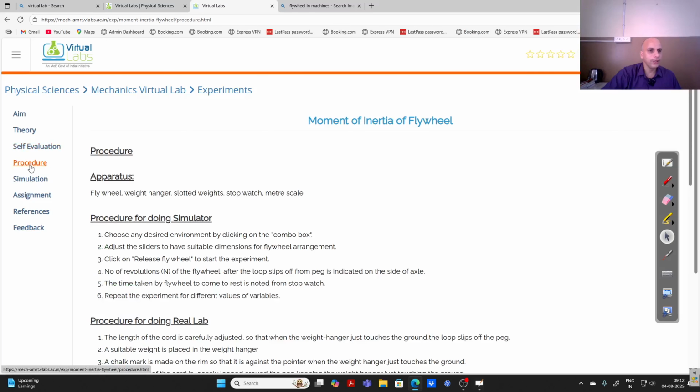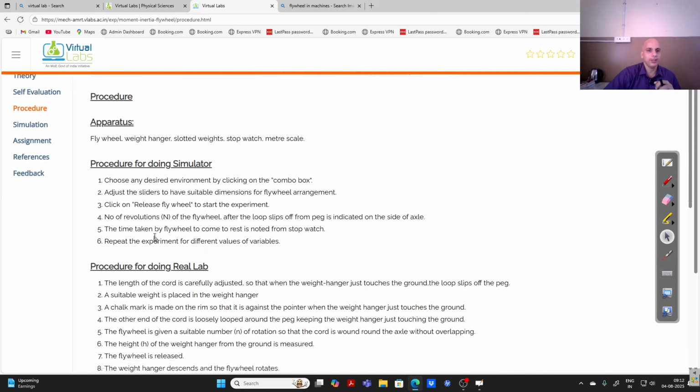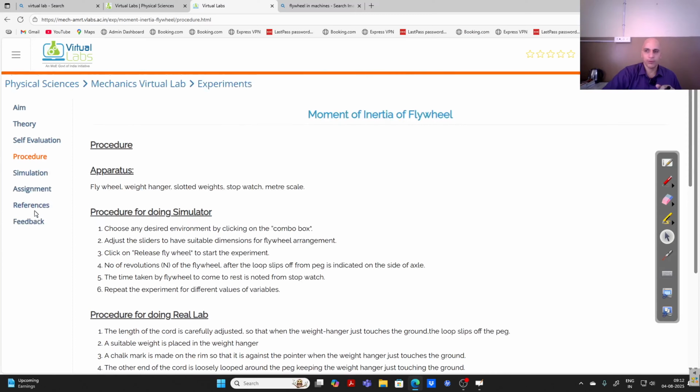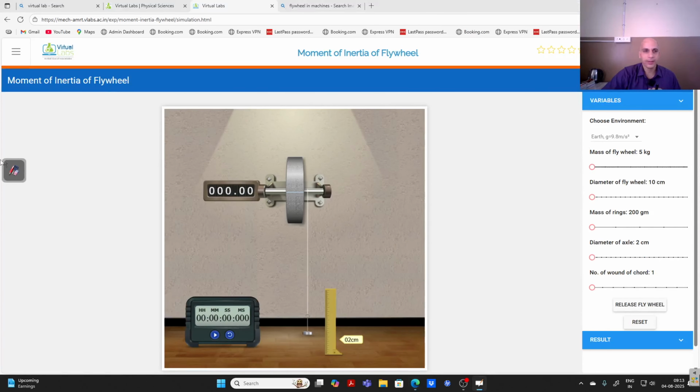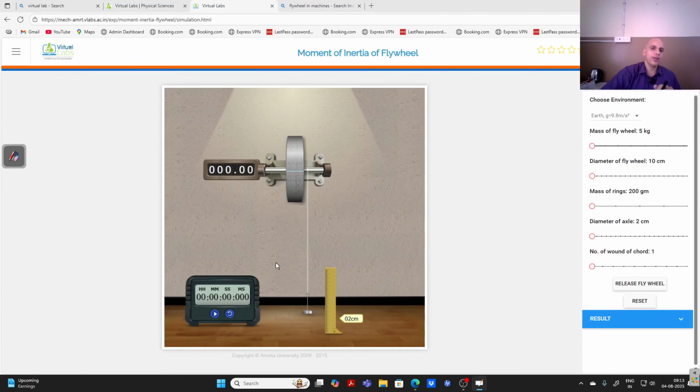We have done the procedure, yes, we are going for the procedure. I will explain what the procedure is. Go to the simulation. I will explain the procedure here also. Now this is the actual arrangement that you will find in your laboratory: a flywheel mounted on an axle, with an arrangement attached for counting the number of rotations. This is the stopwatch used for recording the time. This is the meter scale for measuring the height of this mass from the ground.